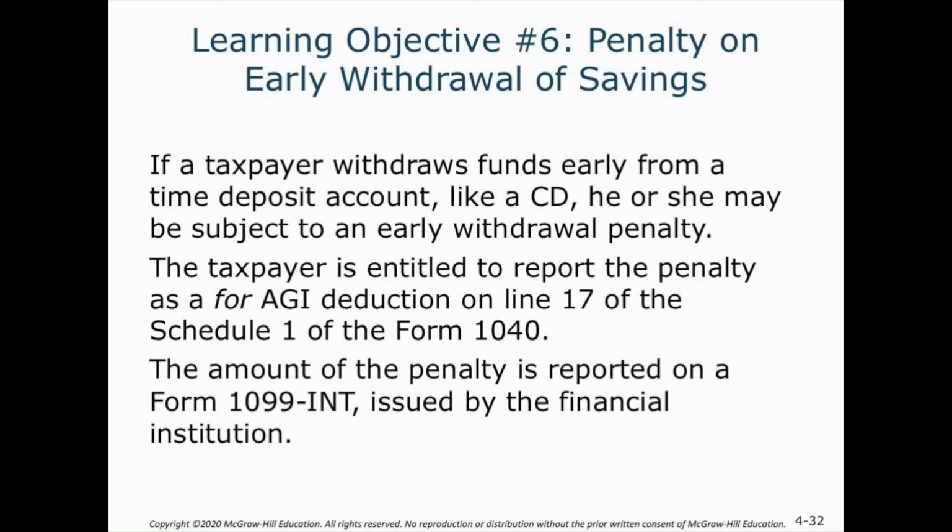So the financial institution essentially is going to report this out to the IRS on this 1099, and the taxpayer would be able to report this on their own Schedule 1, and specifically on line 17.